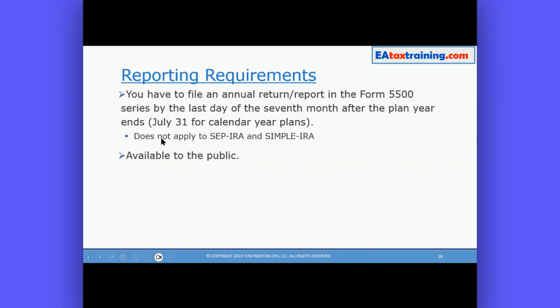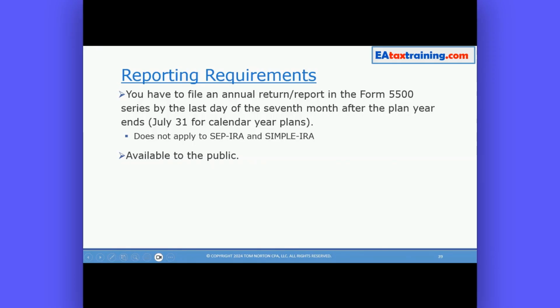And these 5500 forms are available to the public, so they are open to public inspection. Again, ERISA is wanting to protect the money for the beneficiaries of the plan. So they want transparency.